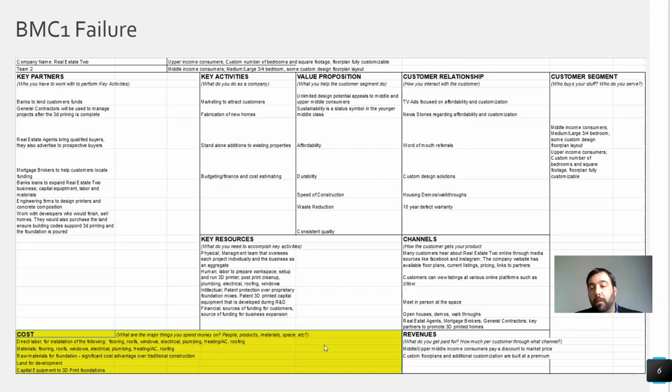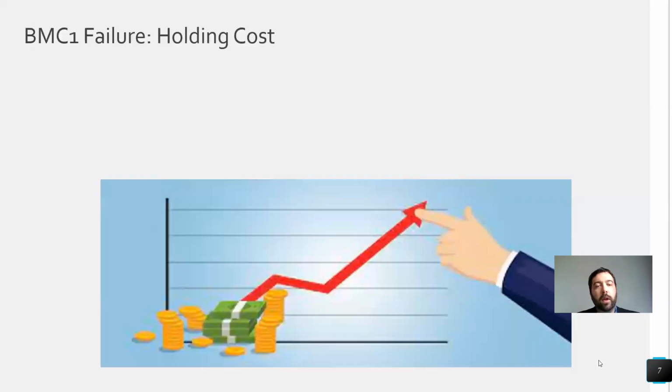Well, so we made our way through the BMC1, and we eventually got to the last portion, or one of the final portions, which is cost. And we honestly had no idea what the capital costs or maybe what holding costs were on the proposal.